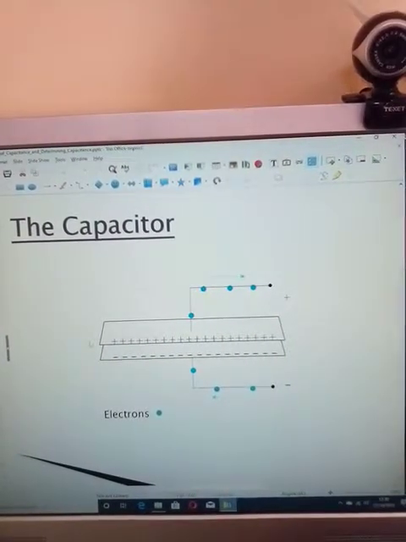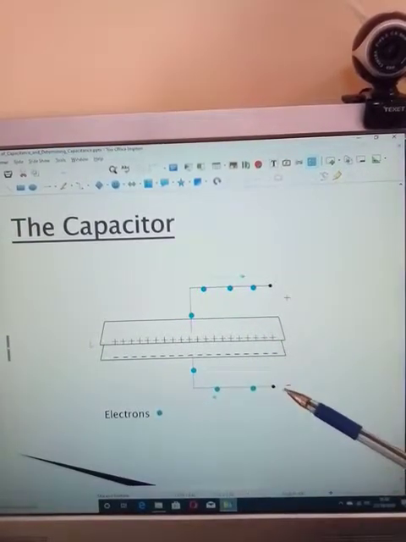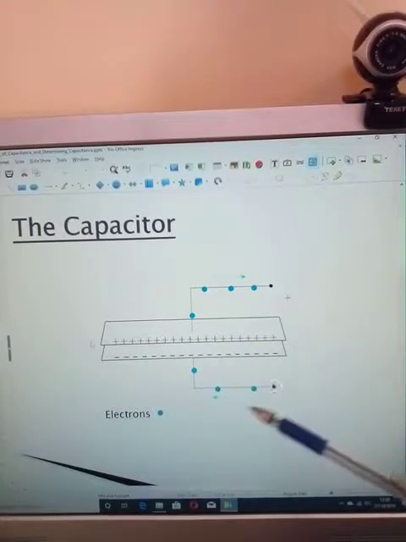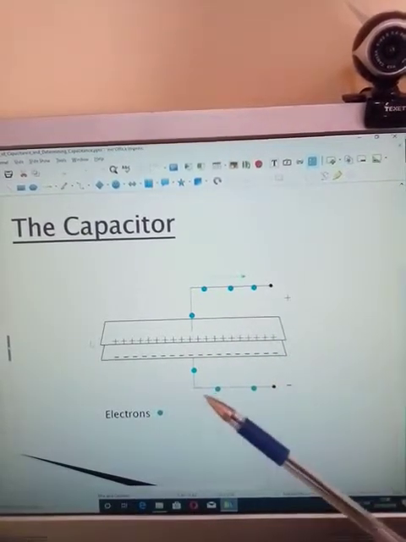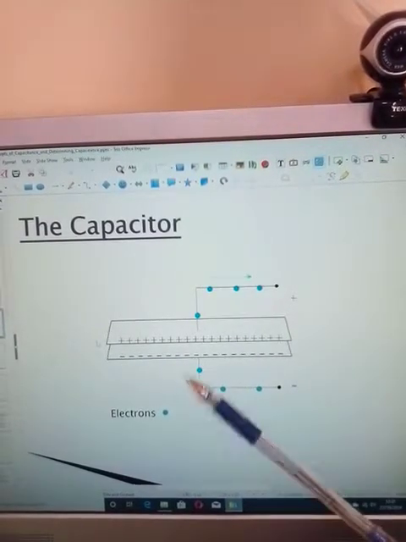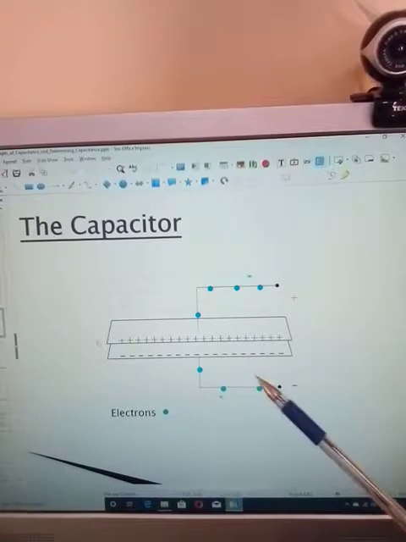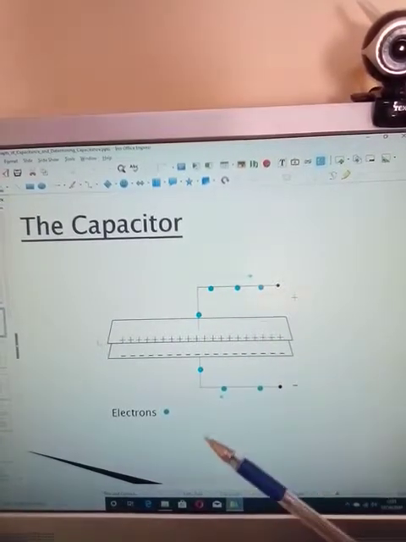Now here we have the capacitor, and here you see that electron flowing from negative to positive. That's electron flow. Now again, remember that we're dealing in electron flow in regards to capacitors, not conventional flow of current. Okay, so we're dealing with electron flow in regards to capacitors.